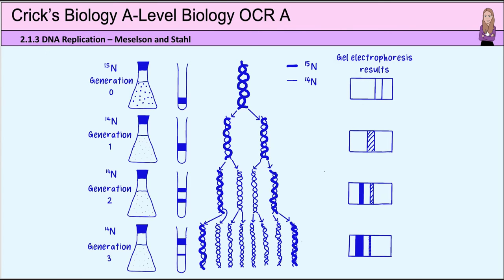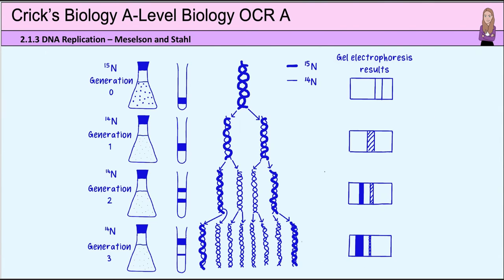Now let's go over the stages of the experiment as illustrated in this diagram. This diagram shows the results of each generation of E. coli bacteria that was cultured by the scientists. The flasks represent the E. coli culture, and the test tubes or centrifuge tubes represent the results after centrifugation. Then, in this column, you can see the composition of the DNA, and finally, the results from gel electrophoresis.